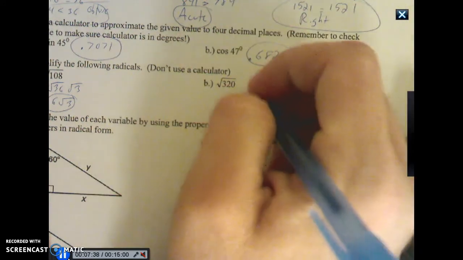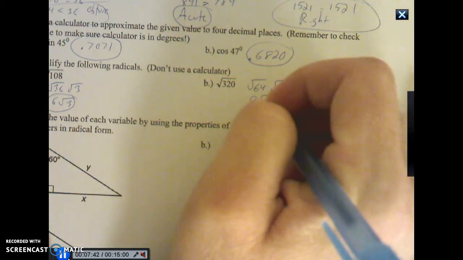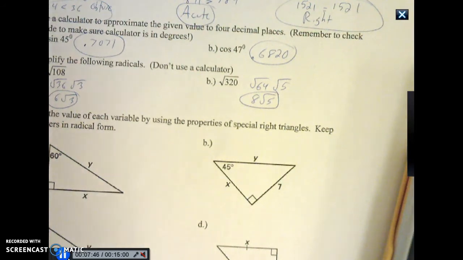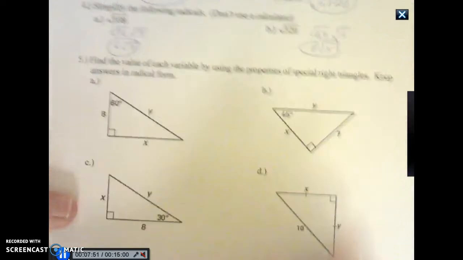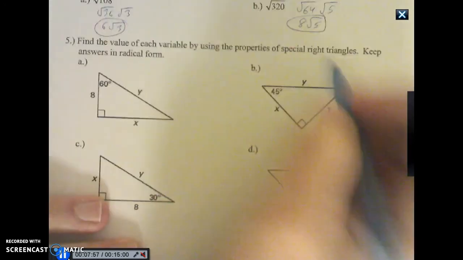(64 and 5). Again, just play around until you find the one that works. 8 root 5. If anybody wants to remember how to find all your perfect squares in your graphing calculator, we'd be more than happy to show you guys. Okay. All right. Find the value of each variable by using special right triangles. Keep answers in radical form.